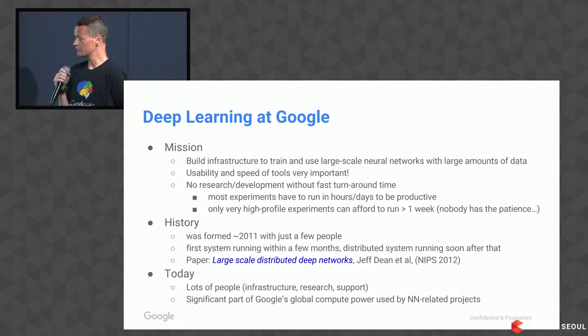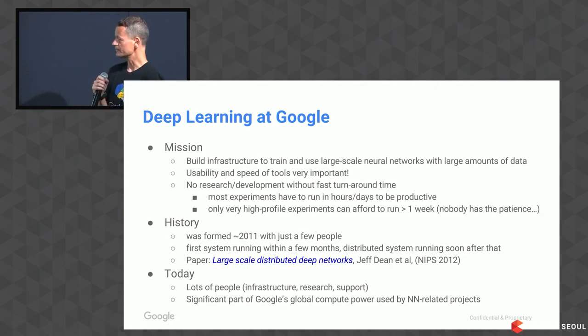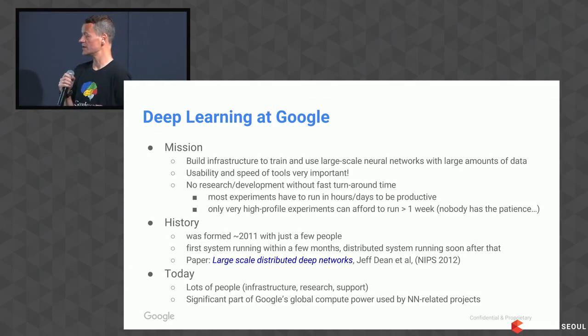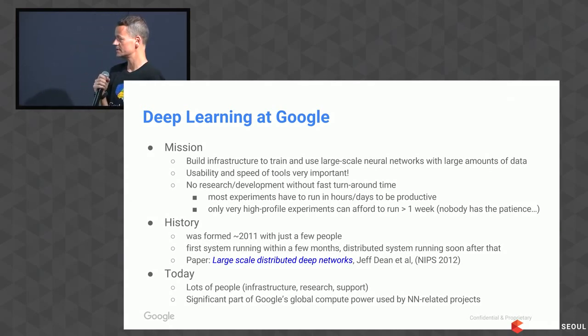So the history of the group was, it was formed in around 2011 with just a few people, maybe 5 or so. The first system was running within a few months. The distributed system running on many machines was running soon after that. There's actually a paper about this. You can look it up if you want to. Today it's not that interesting anymore, but at the time it was a good description of our system.